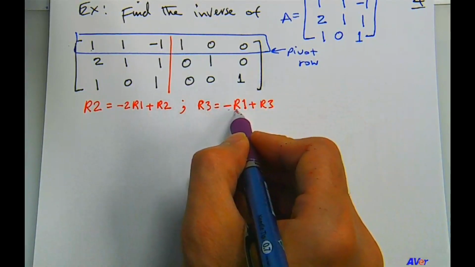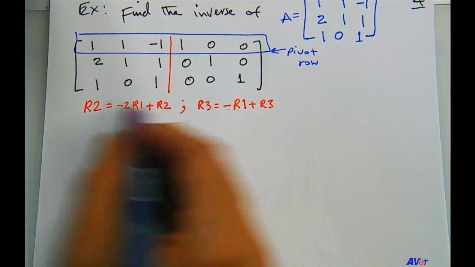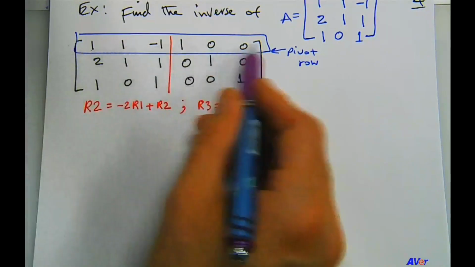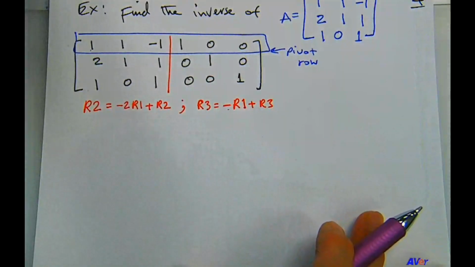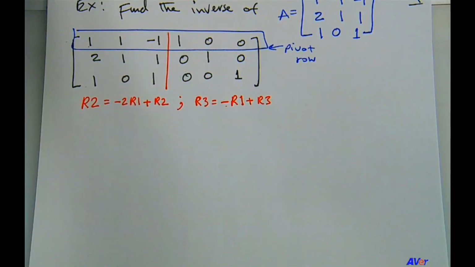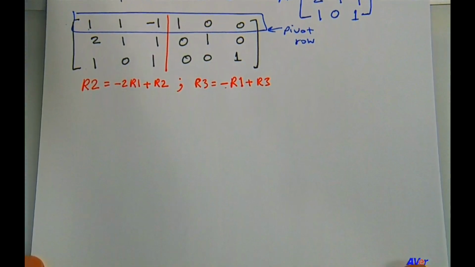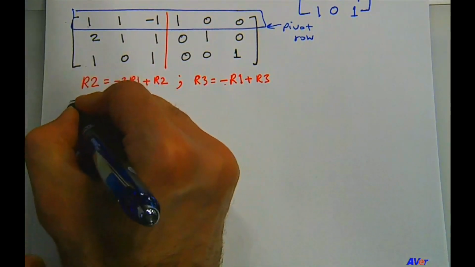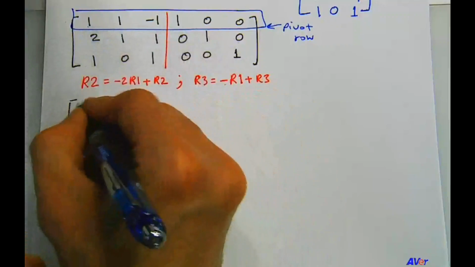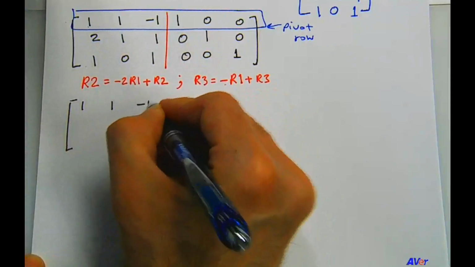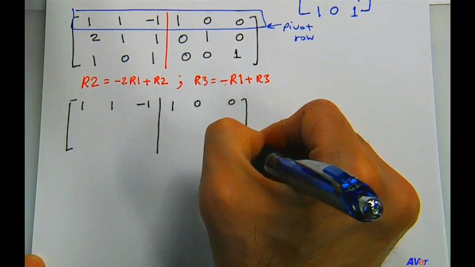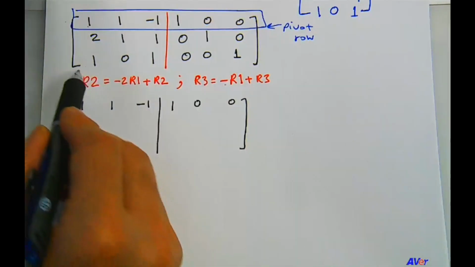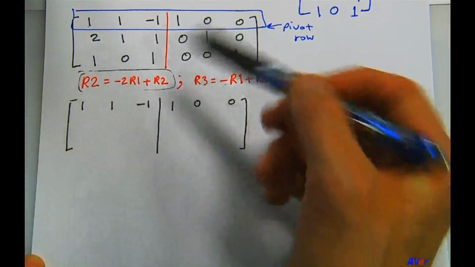So this minus row 1 is equivalent to multiplying the first row, or the pivot row, by negative 1 and adding it to the third row. Okay, let's write down the next matrix. The first row isn't changing because it's the pivot row. The second row is going to change according to this row operation.